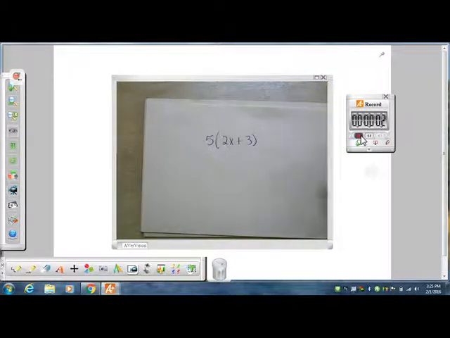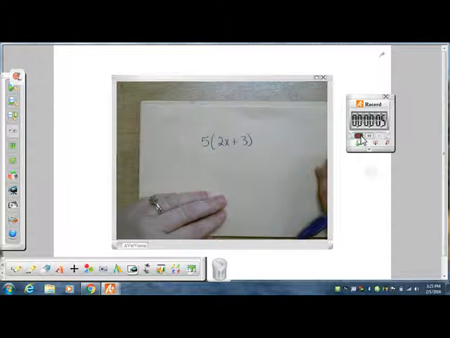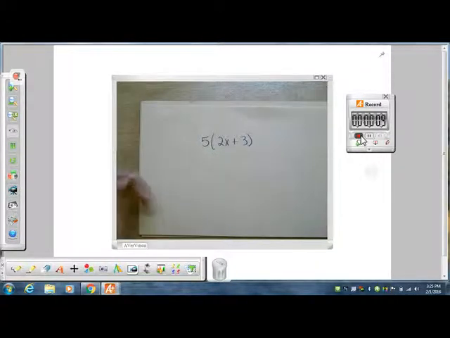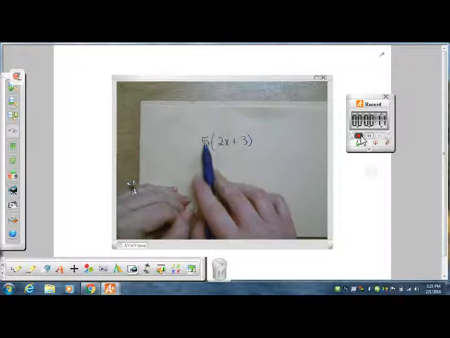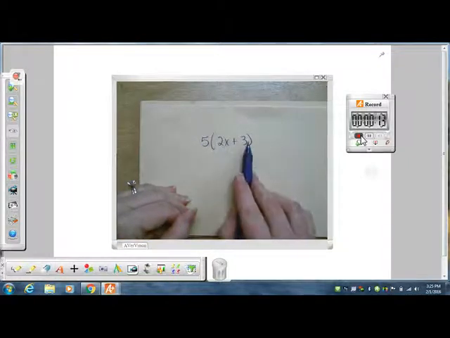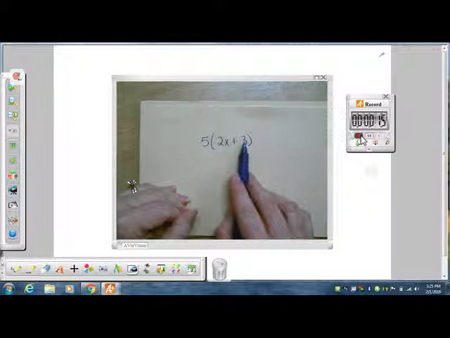Today we're going to talk about the distributive property. The distributive property gives us a way to distribute a value into parentheses so that we get an equivalent expression without parentheses.